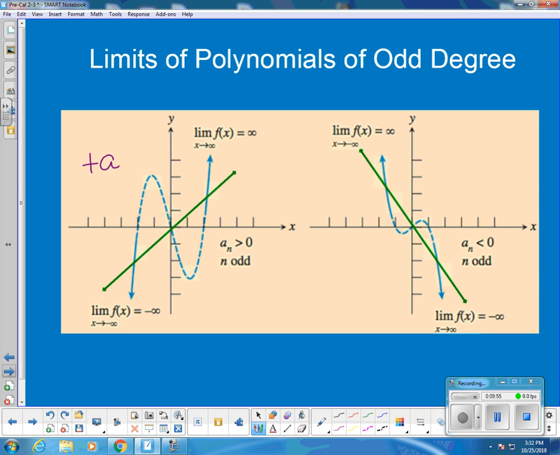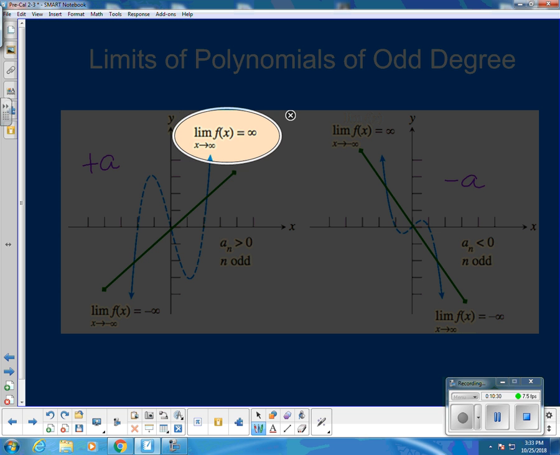So if it's a positive leading coefficient, it starts low. The end behavior on the left, where x is going to negative infinity, is negative infinity. And the end behavior on the right is going to be positive infinity. And if the a value is negative, it's exactly opposite. This graph is going to start high at positive infinity and it's going to end down at negative infinity. All right? So keep in mind that limit notation, you have got to start seeing how to write that. It's really, really, really important. Take a minute.